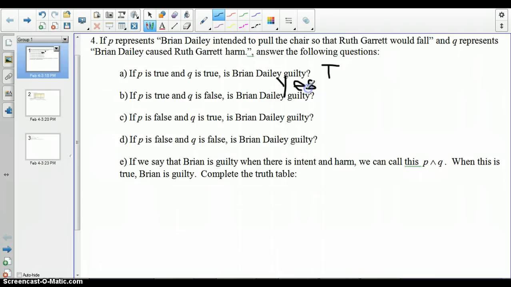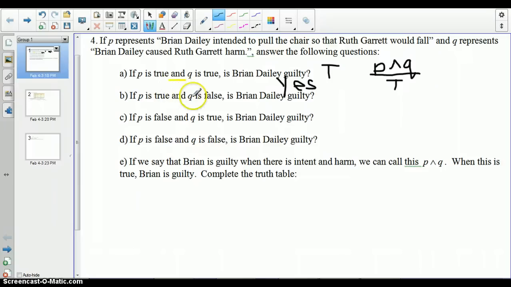Notice the word that is being used here. The word is and. So this is a conjunction. In order for the conjunction P and Q to be true, both P and Q have to be true at the same time. So is P true here? Yes. Is Q true here? Yes. They're both true at the same time. This one's true.